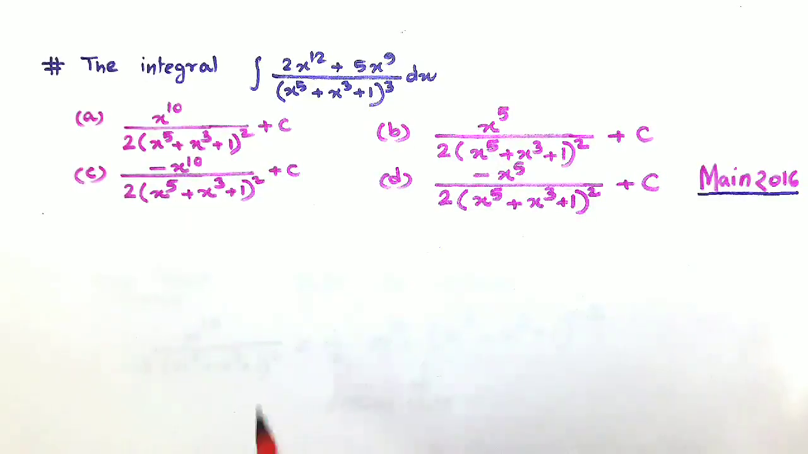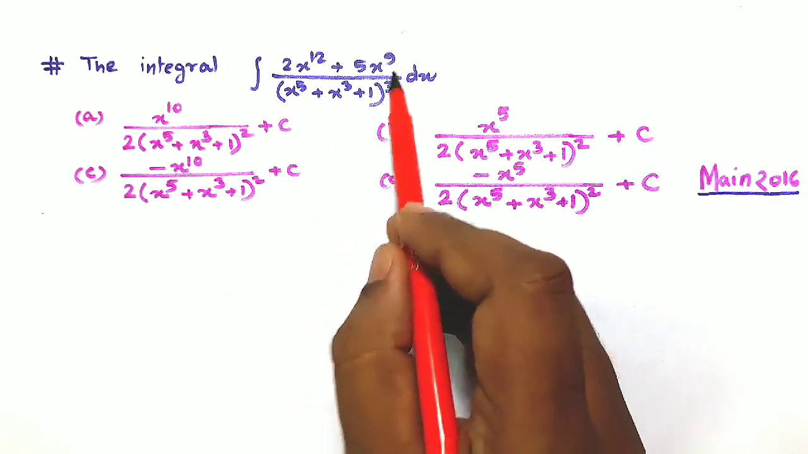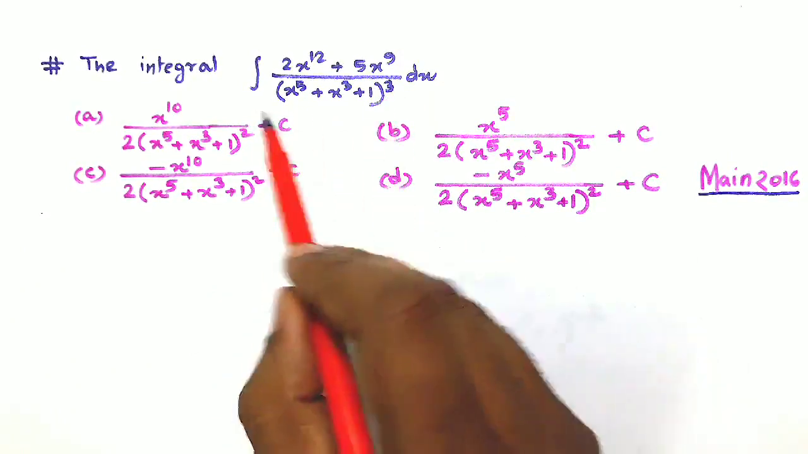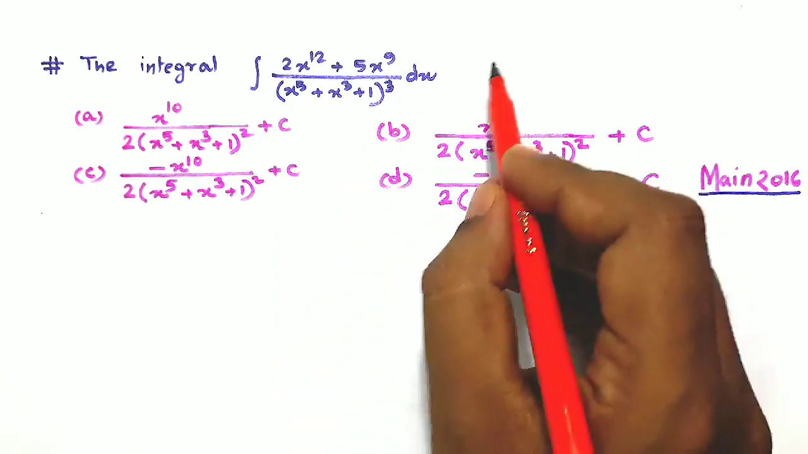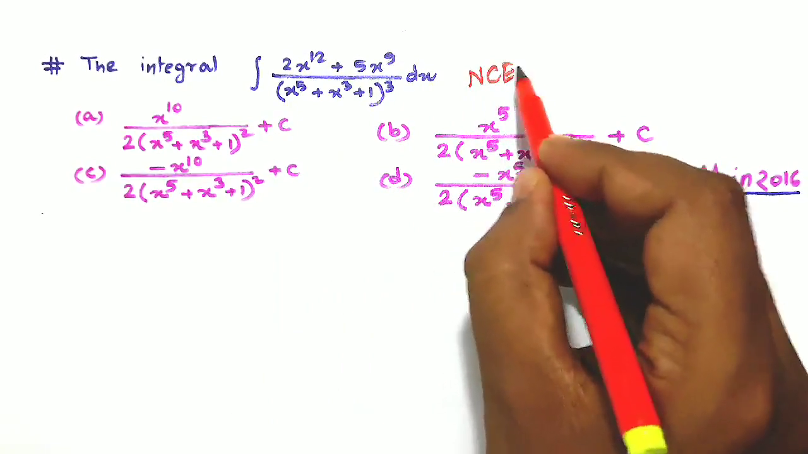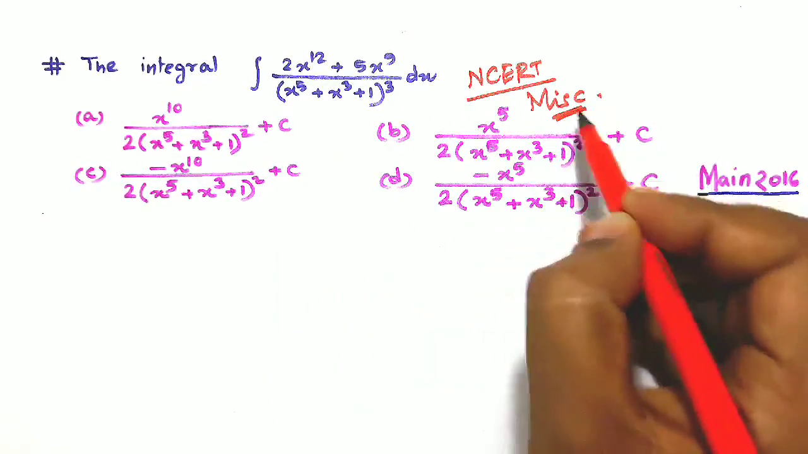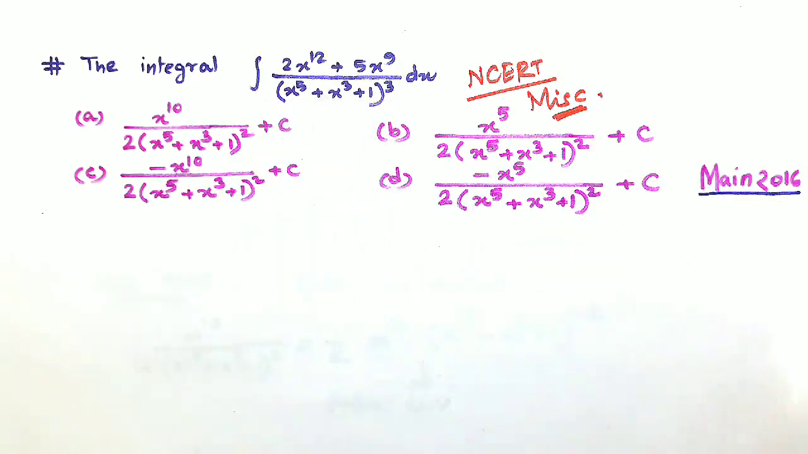Next question is, evaluate the integral of (2x to the power 12 plus 5x to the power 9) divided by (x to the power 5 plus x cube plus 1) whole cube dx. This is one of the most important questions, and it is taken from NCERT miscellaneous. If you follow the traditional process, the traditional process is also difficult.